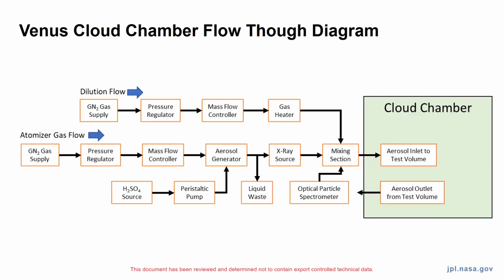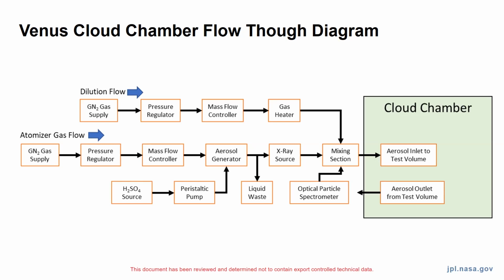Here's the flow through diagram of our Venus cloud chamber. And I'm going to walk through it right here. So in the middle, we have the atomizer gas flow, which is the part of the chamber that's going to be making these sulfuric acid aerosols. So basically what we have is a gas supply going through a pressure regulator and a mass flow controller into an aerosol generator, where it's pulling up liquid sulfuric acid into this aerosol generator to generate sulfuric acid aerosols.